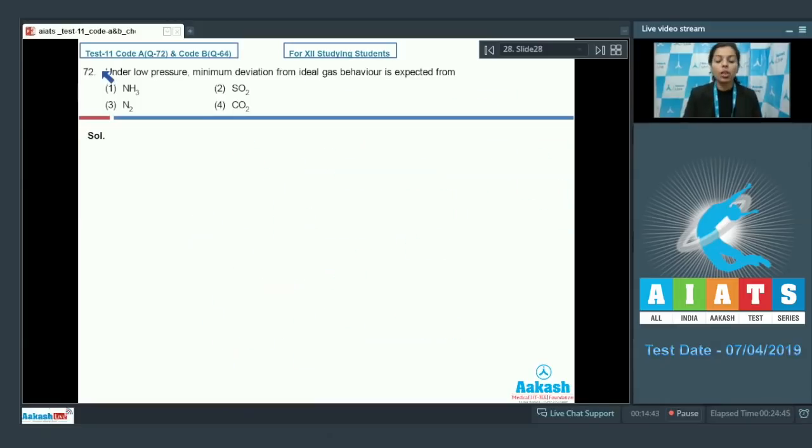After that, question number 72. Under low pressure, minimum deviation from ideal gas behavior is expected from. We know that real gases do not show ideal gas behavior, but all those gases which are permanent gases show the minimum deviation from ideal gas behavior. Among the given gases, only nitrogen is a permanent gas, and that's why it is showing minimum deviation from ideal gas behavior. That's why the correct answer becomes option 3.